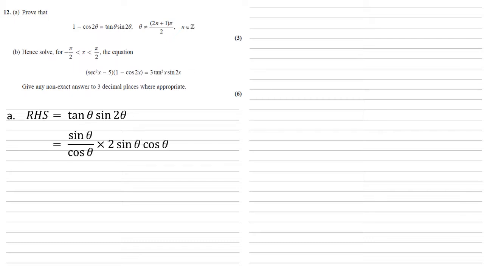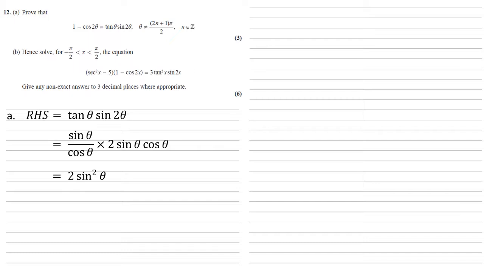Now we know that tan theta is equal to sine theta over cos theta, and by our double angle formulas, sine 2 theta is equal to 2 sine theta cos theta. Now multiplying these together, the coses will cancel out, and we'll get 2 sine squared theta.